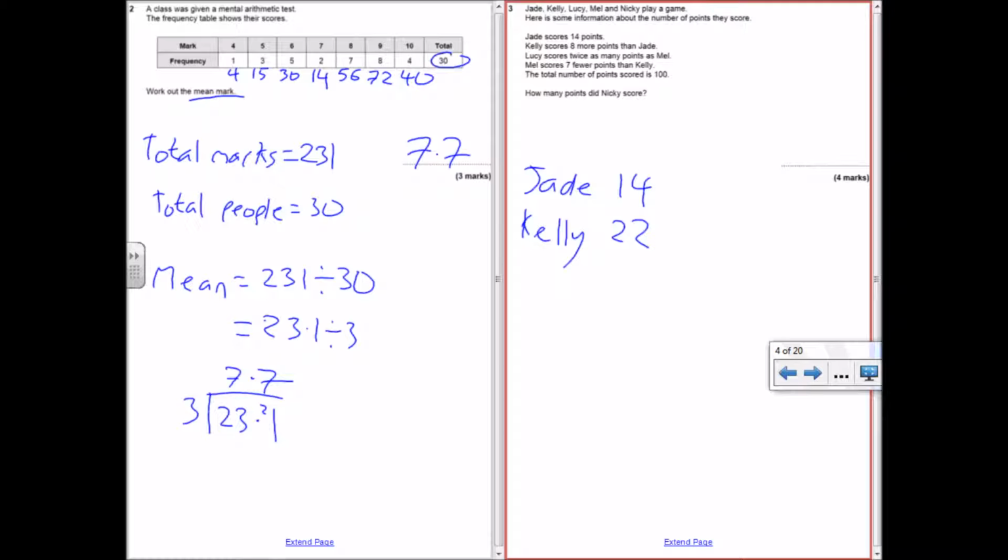Lucy scores twice as many as Mel, so we don't know what that is yet. But we know that Mel scored 7 fewer than Kelly. That's 15. So Lucy must have got 30, twice as much as Mel. And all we don't know is Nikki. But we do know that the total number of points is 100. So if we add up Jade, Kelly, Lucy and Mel's scores and subtract that from 100, we get Nikki's. And we find that Nikki scored 19 points.